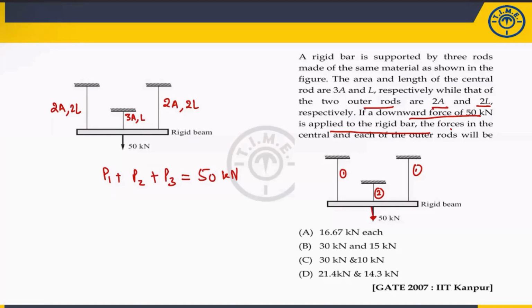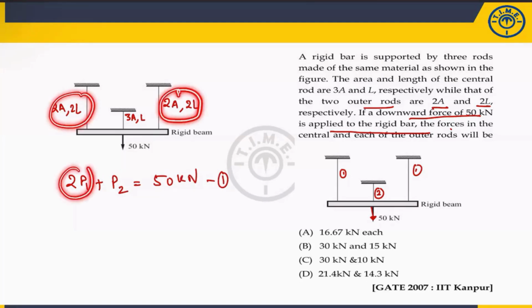Now, can I write this equation? 2 times P1 plus P2 is equal to 50 kilonewton. First equation. That means this P1 load is 2P1 and P2 is equal to 50. Now, the question is you have to calculate the load on the central rod, that means P1 and P2. Only you have one equation. Then how will you solve? That means you need one more equation for solving this problem.